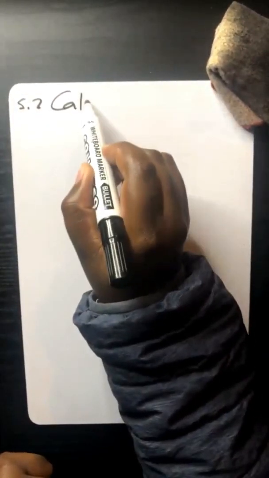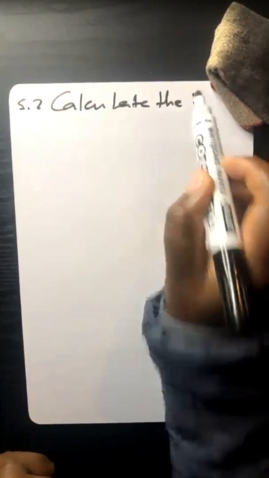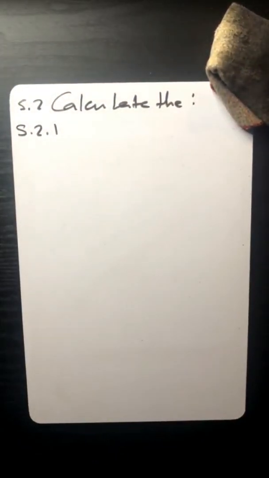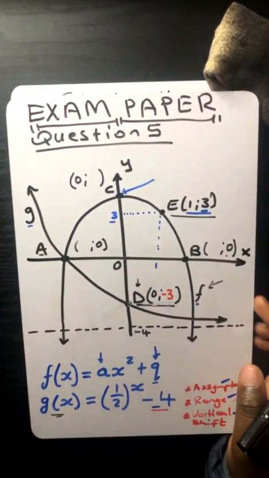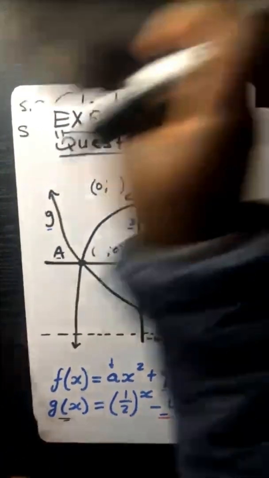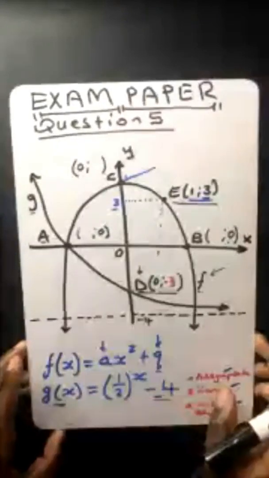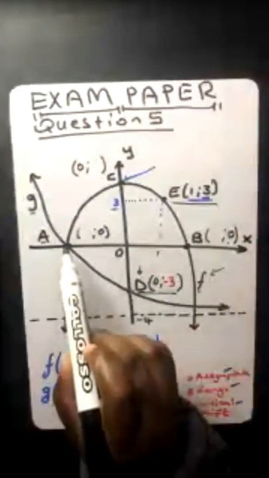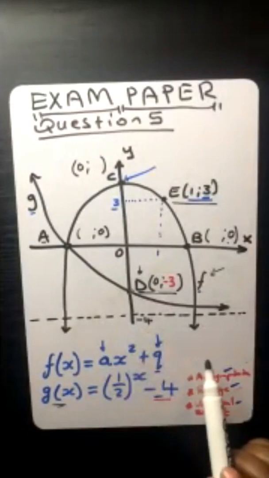Now let's move to the next part of this question, which is question 5.2. Here they instruct us to calculate the following. So now you will be focusing on 5.2.1, and it says calculate the coordinates of A. What an interesting question, guys. The coordinates of A. Where is A? There is A.